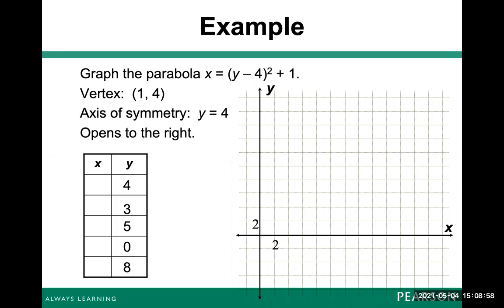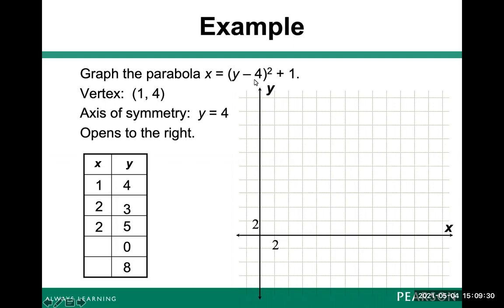All right, so hopefully you've tried that. And again, we already know when y is 4, x is 1. When y is 3, let's see if we can figure this out. 3 minus 4 is -1. The square of -1 is 1, and 1 plus 1 is 2. All right, when y is 5, 5 minus 4 is 1. 1 squared is 1. 1 plus 1 is 2.